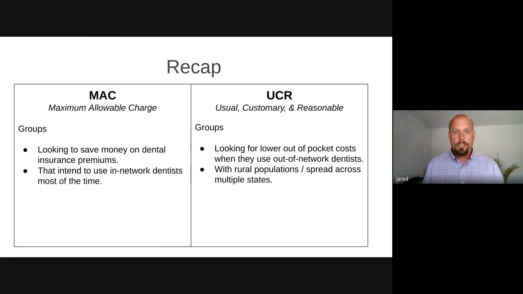Now, the cool thing is, a lot of companies will let you do a dual option plan where you put a MAC and a UCR plan side by side. Then the people that have great in-network access can choose the MAC plan and save money on the premium. And the people without good in-network coverage can choose the UCR plan, pay a little more, but then get better coverage when it comes time to get work done or have claims.